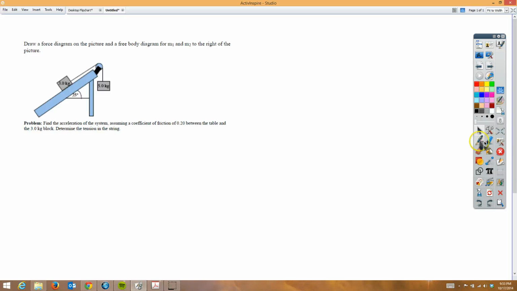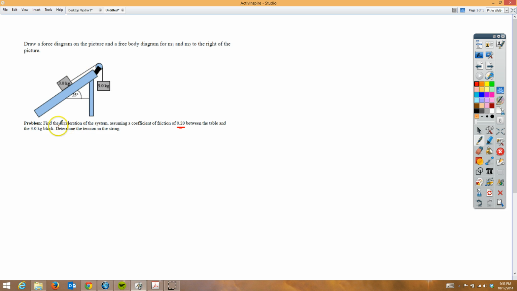All right, so this is Horner again, and this is the fourth of four problems that deal with connected objects and the forces that are on those and kind of which way these things should accelerate. So we've got an incline here, and this incline does have friction. They tell you that the coefficient of friction is 0.2 between the table and the 3 kilogram block. They want to know what's the tension in the string.